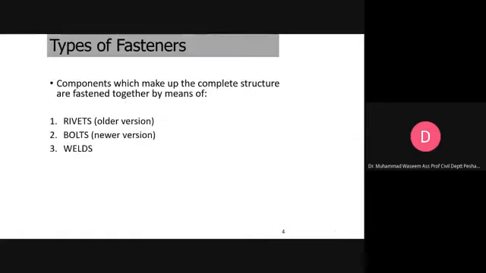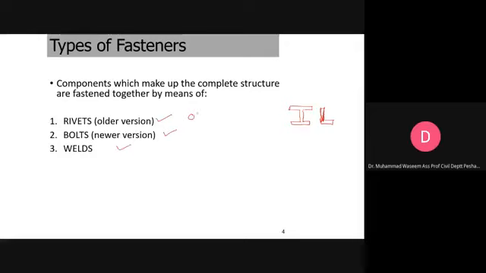Now let's come to the types of fasteners, the components which make up the complete structures. Components means these shapes I have talked about, the W shape or wide flange shape or the angular shape. These members you have to connect with some type of fastener, and there are three types of fasteners: rivets, bolts, and welds.